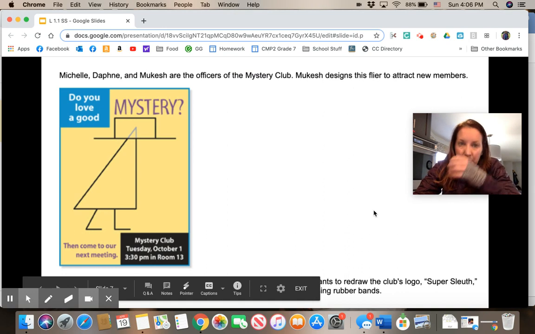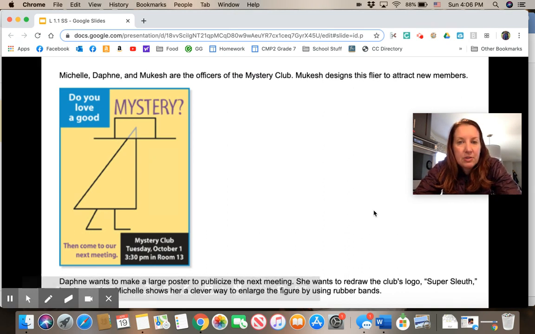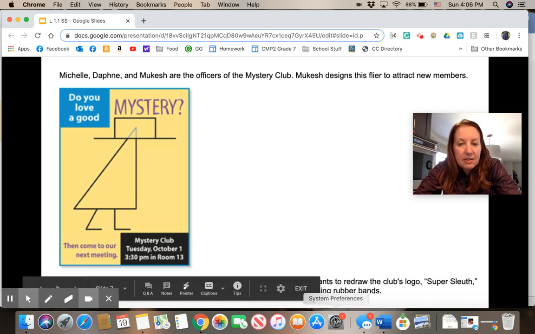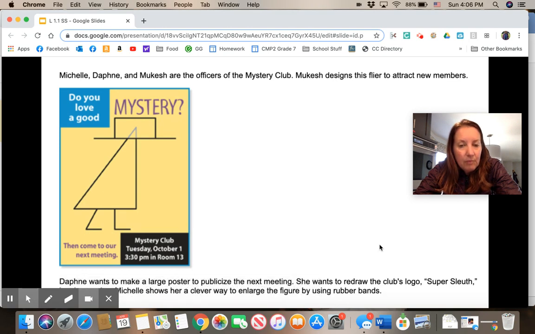Michelle, Daphne, and Mukesh are the officers of the Mystery Club. Mukesh designs this flyer to attract new members. Daphne wants to make a large poster to publicize the next meeting. She wants to redraw the club's logo, Super Sleuth. Two of her friends show her a clever way to enlarge the figure by using rubber bands.